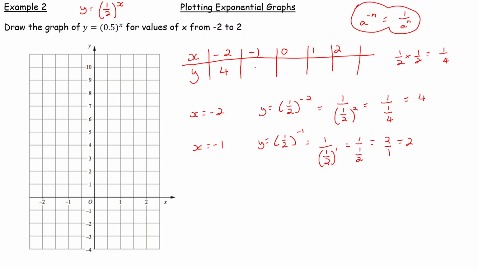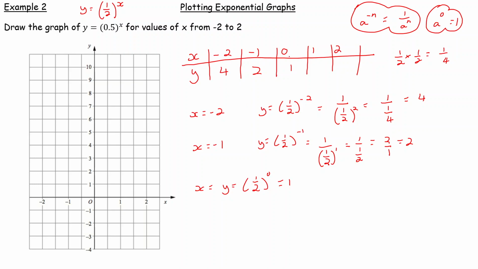X is minus 1, y is equal to 2. And we keep going. When x is equal to 0, let's go and plug that in. So we get y is equal to 1 over 2 to the power of 0. And again, like the previous slide, any number to the power of 0 is just equal to 1. That's a grade 5 law of identity that we need to know. So nice and easy, that one, equal to 1.